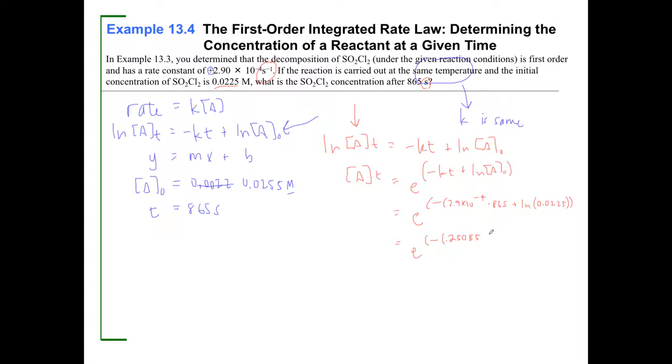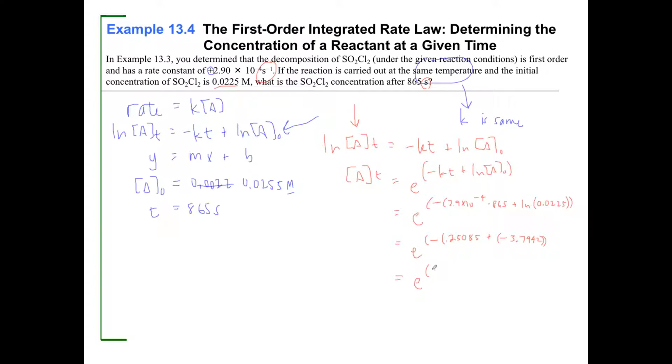0.25085 plus the natural log of 0.0225, and the natural log of that is minus 3.7942. Okay, you can see it'd be easy to get this wrong just by not being careful, okay?